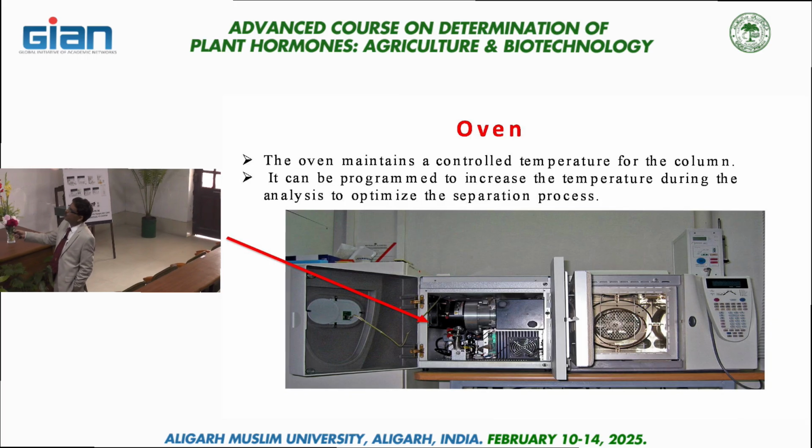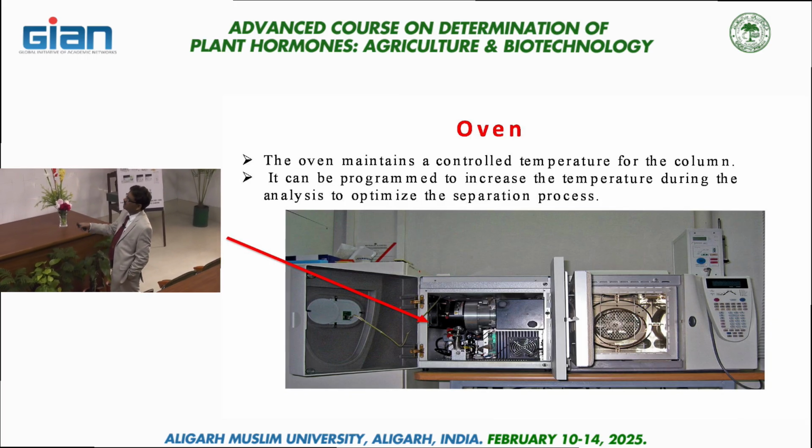So the oven maintains the controlled temperature for the column. It can be programmed to increase the temperature.